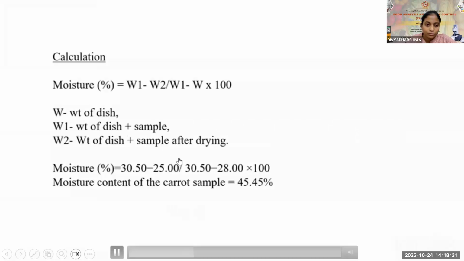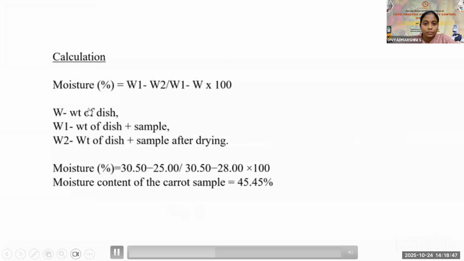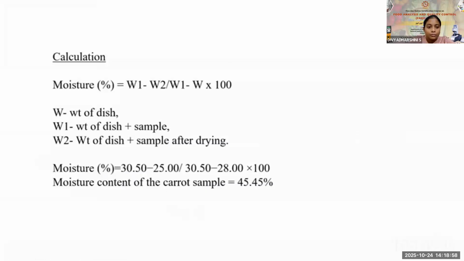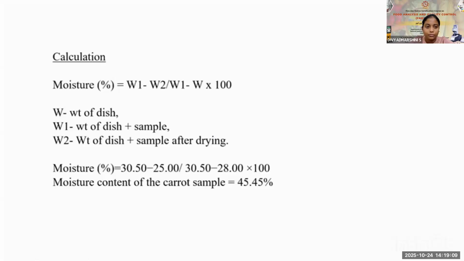And we can see the calculation part for moisture determination by the oven dry method. Here we estimate the moisture percentage, where W is the weight of the dish, W1 is the weight of the dish plus sample, and W2 is the weight of the dish plus sample after drying. Usually we take 5 grams of sample. Here I have taken a carrot sample, so I put in the values and get the result: the moisture content of the carrot sample is 45.45%. We can also run triplicate and duplicate trials.